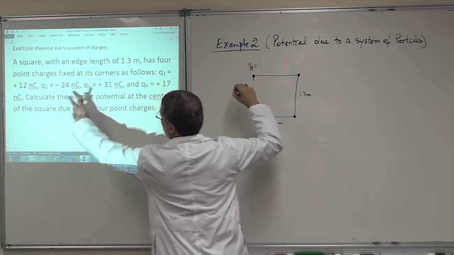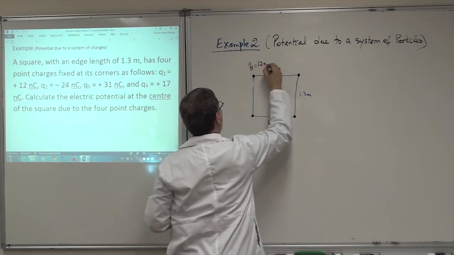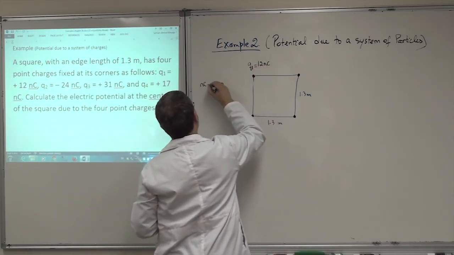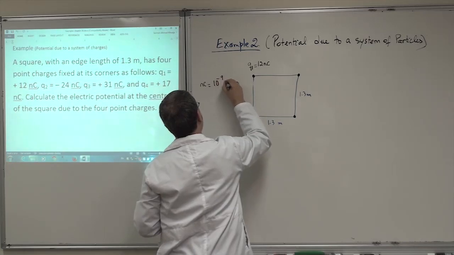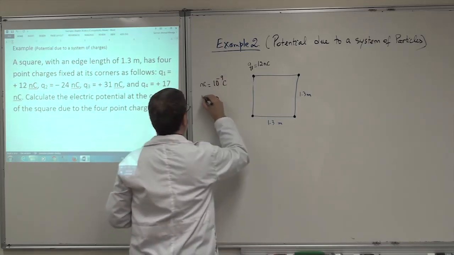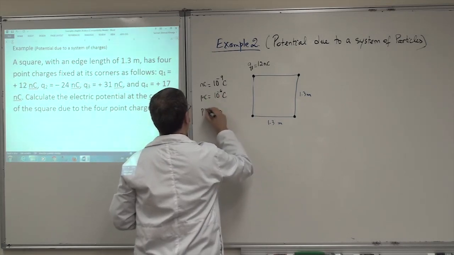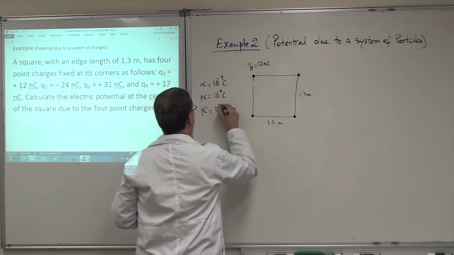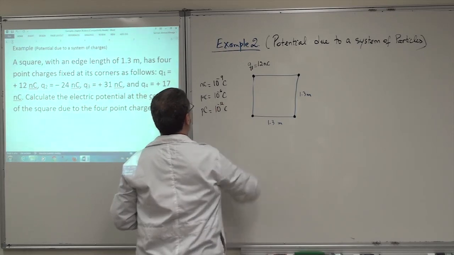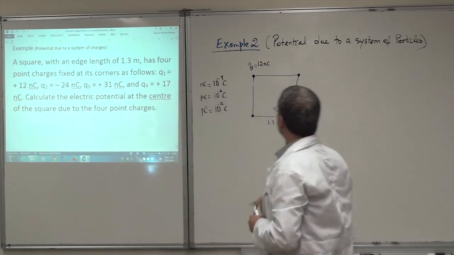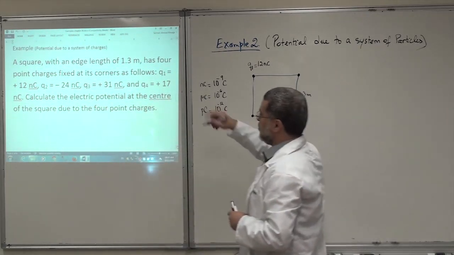Q1 here is equal to 12 nanocoulomb. Remember that nanocoulomb means 10 to the power minus 9 coulomb. This is very important. Microcoulomb means 10 to the power minus 6 coulomb, and picocoulomb means 10 to the power minus 12 coulomb. Okay, so remember these things. So nanocoulomb, that's the charge Q1 there.